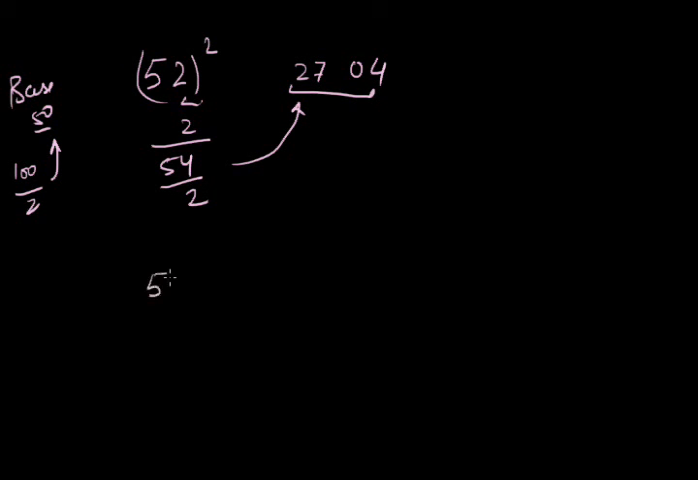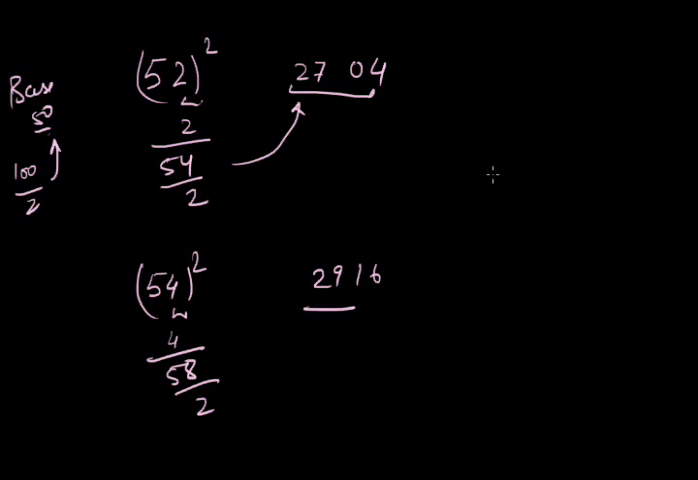Similarly, if the question is 54 square. Now again 4 square is 16. Now 54, we add the 4 here, 58. Now the base is 50, so to make it 100 we need to divide it by 2. 58 by 2 is 29. 54 plus 58, 2916 is the answer, right?